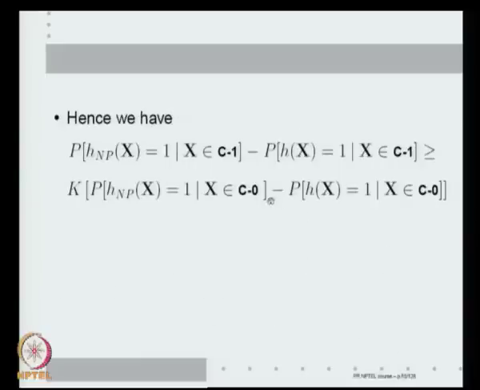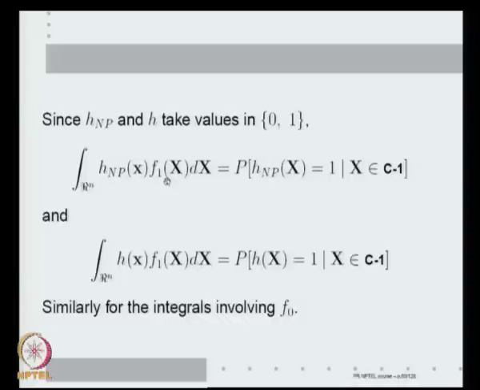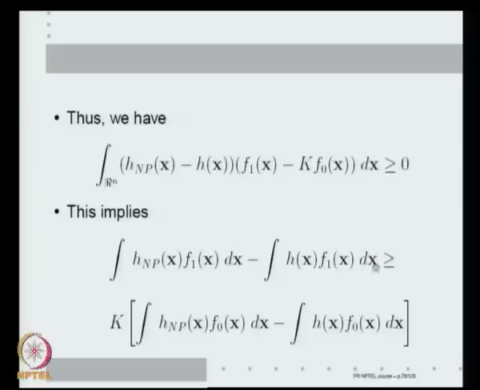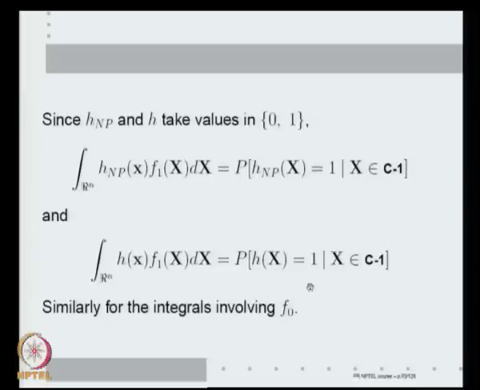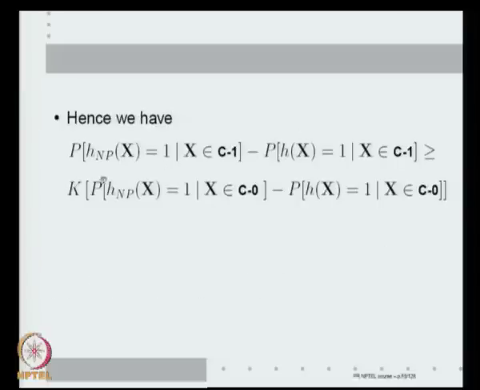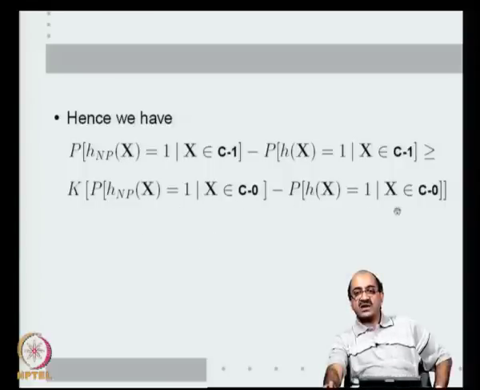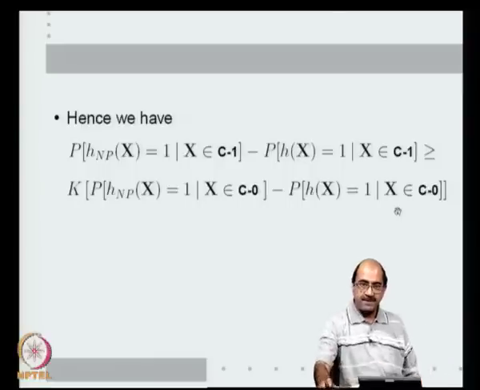So, this inequality can now be written as probability h_NP(x) equal to 1 given x belongs to C1 minus probability h(x) equal to 1 given x belongs to C1 is greater than or equal to k times [probability h_NP(x) equal to 1 conditioned on x belongs to C0 minus probability h(x) equal to 1 conditioned on x belongs to C0].